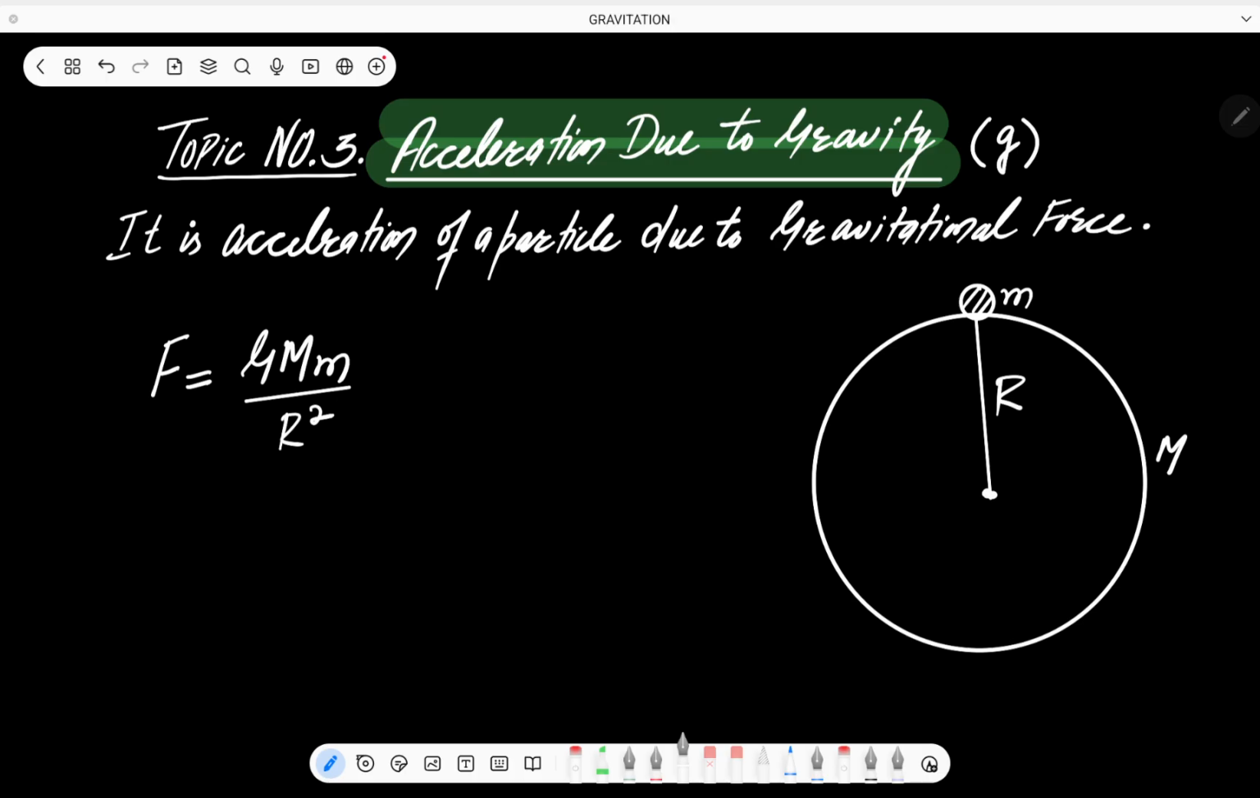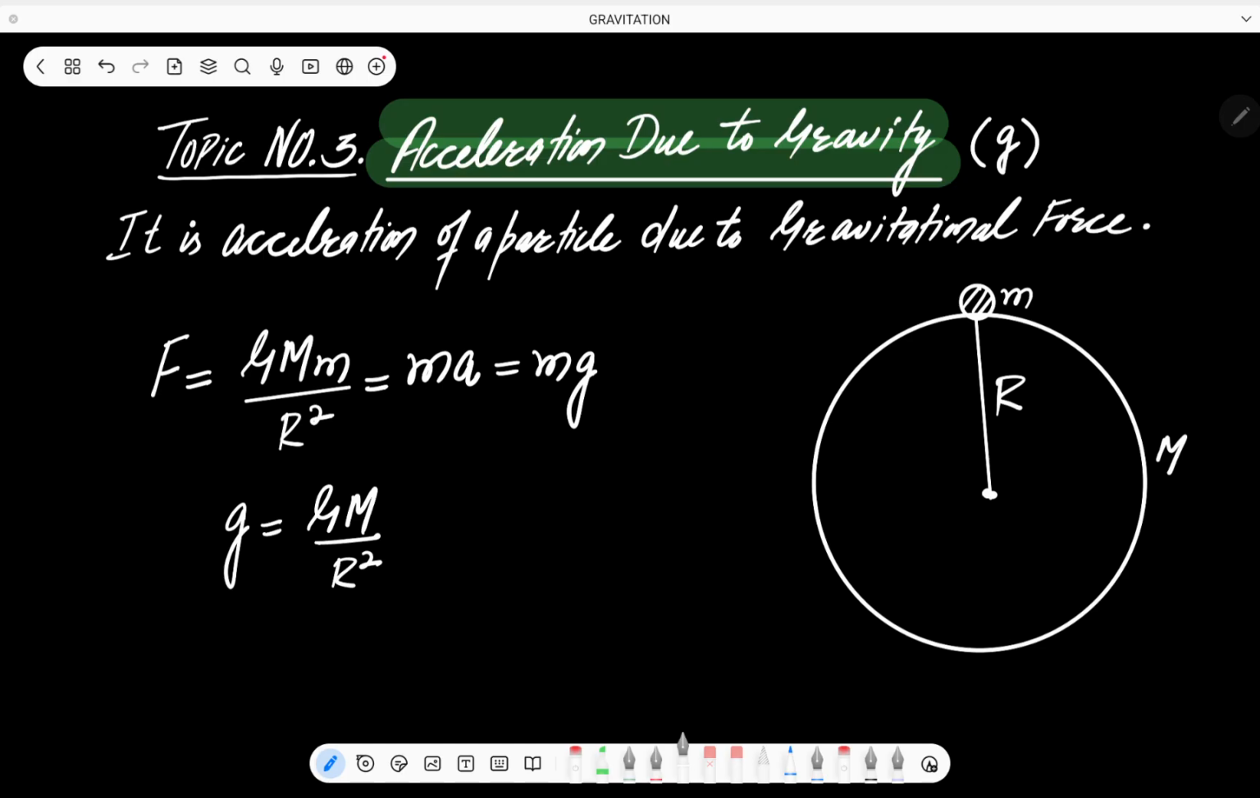Now this force will in turn be equal to mass into acceleration, which we famously call Newton's second law. Then what I can write down is also m into g. Now what is this g? This g is simply acceleration due to the gravitational force, hence called acceleration due to gravity. So in the equation, this m and this m will cancel. We are left with acceleration due to gravity, so g becomes equal to GM divided by R square.